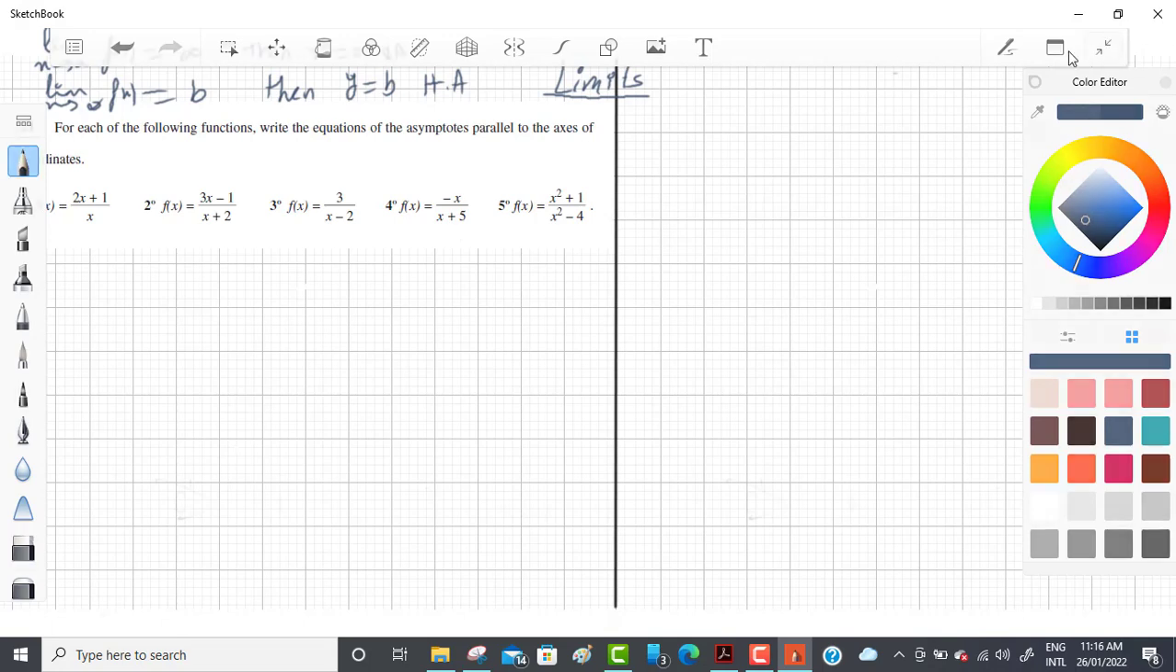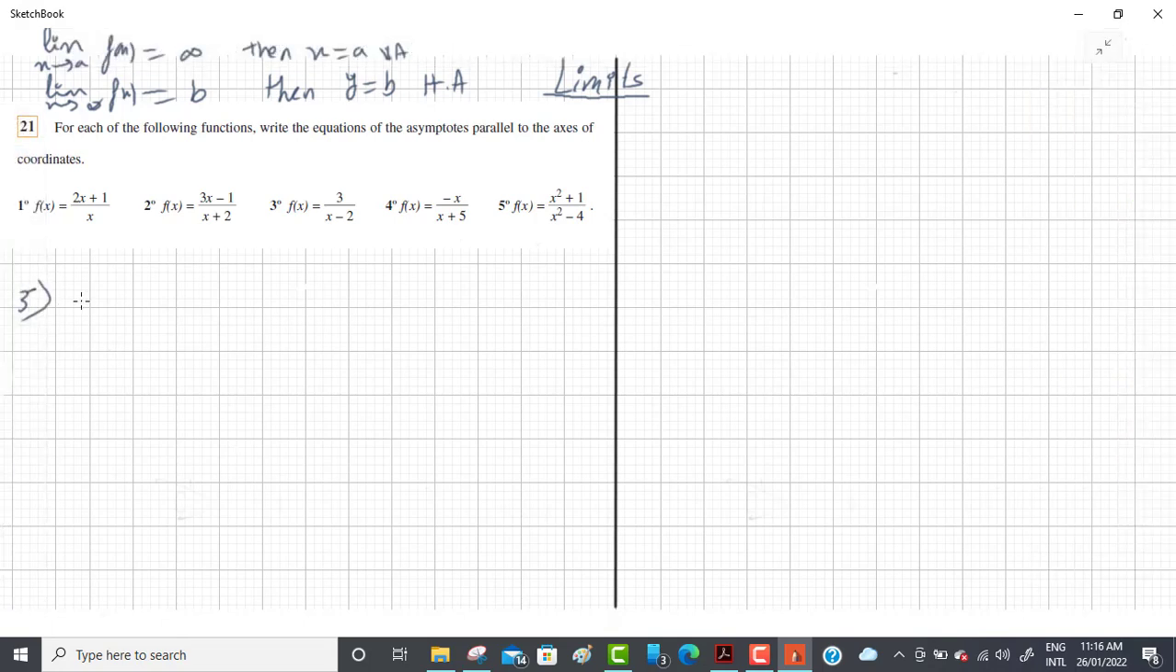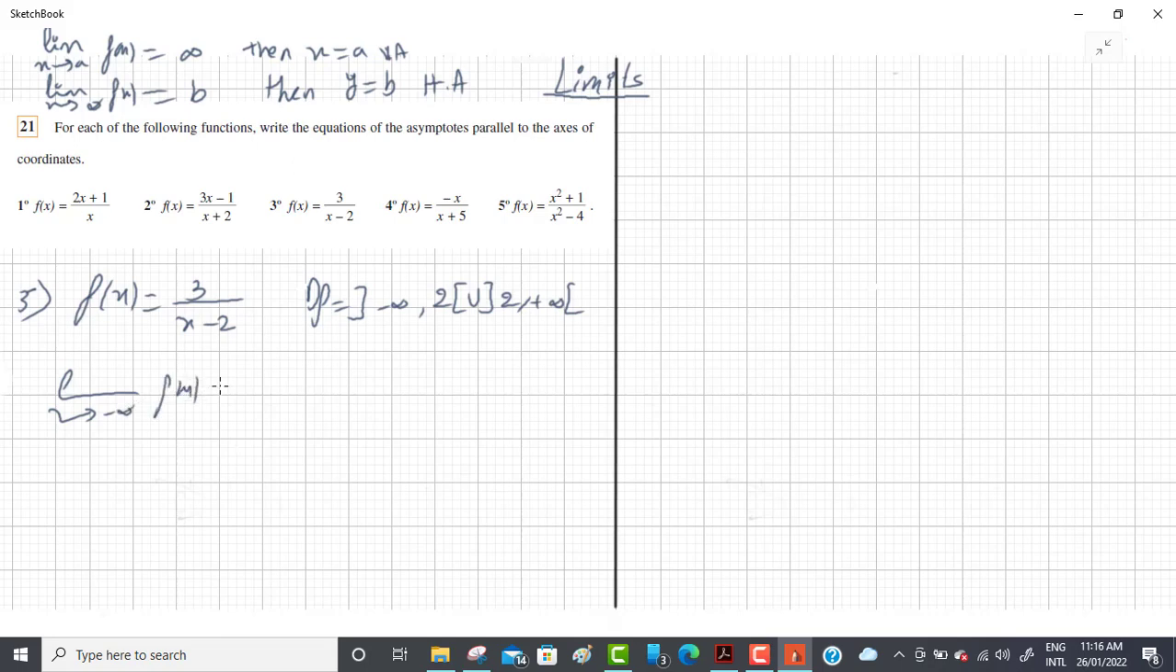Part 3, limit. As first, I should write the function f of x equal 3 over x minus 2. So the domain of definition is of course x not equal to 2: minus infinity, 2, union with 2, plus infinity. The limit as x tends to minus infinity of the function f of x: you just replace x by minus infinity, minus 2, minus infinity, equal to 0. 3 over infinity is 0, so y equals 0 is an asymptote.